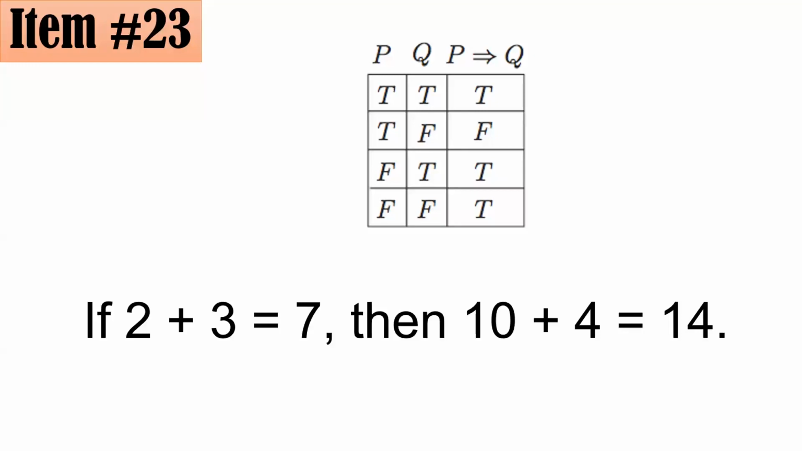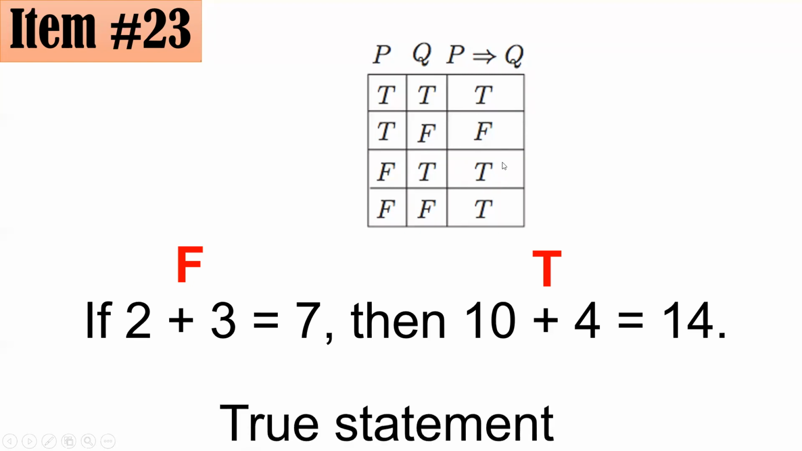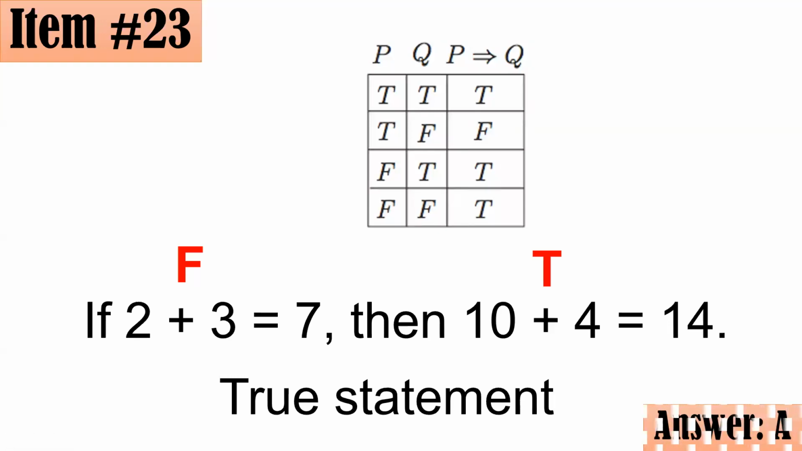Now, tignan niyo po. If 2 plus 3 equals 7, then 10 plus 4 equals 14. Take a look at the first premise. If 2 plus 3 equals 7, is this true or false? 2 plus 3 equals 7 is false. How about yung second statement po? 10 plus 4 equals 14. This one, true na yan. So you see, no? If false, then true. False, true. And you could see, true po yung kanilang kalalabasan. Therefore, this is a true statement.